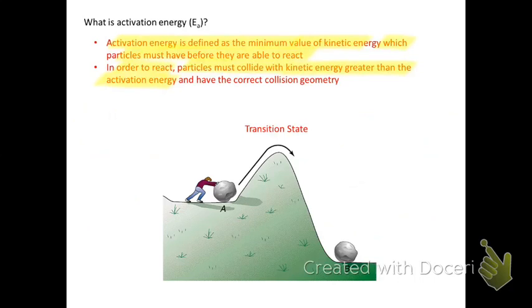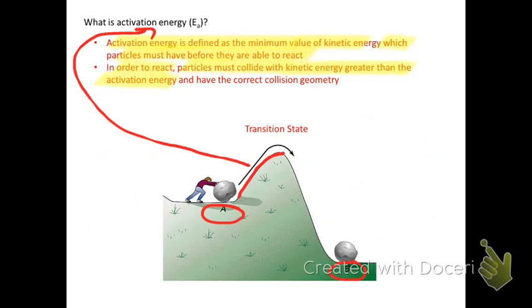All right, so let's look at this little diagram here. This guy is trying to take this rock from position A and get it down to position B. In order to get that rock from A to B, he has to climb up this hill. To climb up that hill, he needs some energy. And the energy that is required to get up that hill is known as the activation energy.